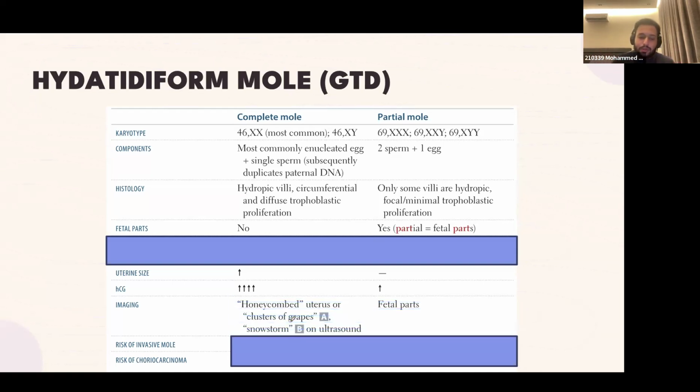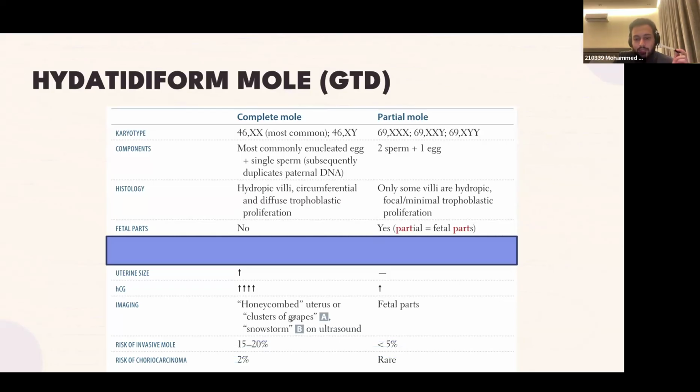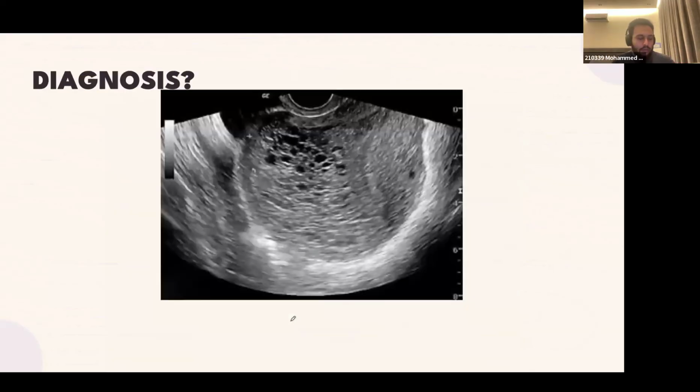Imaging we mentioned. Which one will have a higher risk of invasive mole, complete or partial? Complete. And which one has a high risk of carcinoma? Complete. Good. So that's pretty much it. What is the diagnosis, and what do you see? Complete mole, snowstorm appearance. You will 100% get this in your exam. Okay, I almost can guarantee it. Okay, you'll get this. Complete mole.